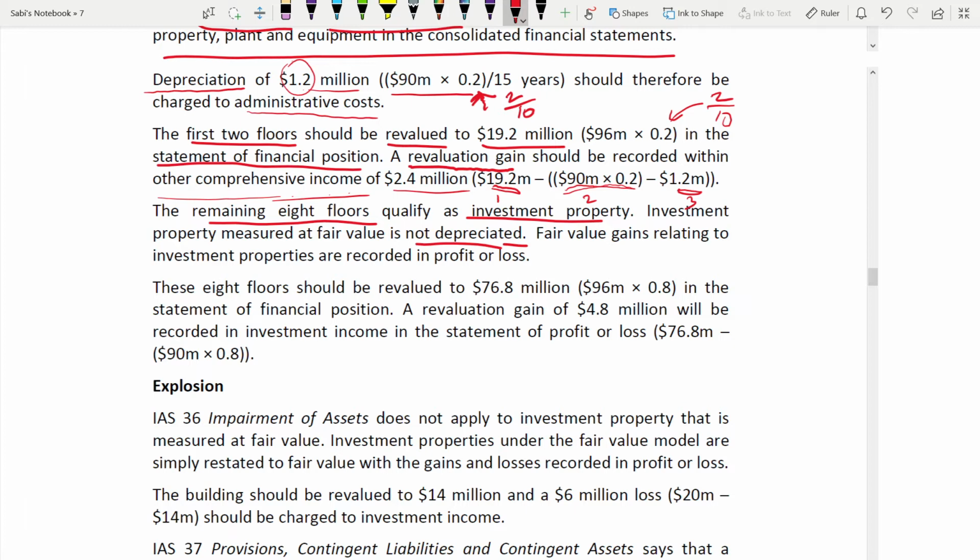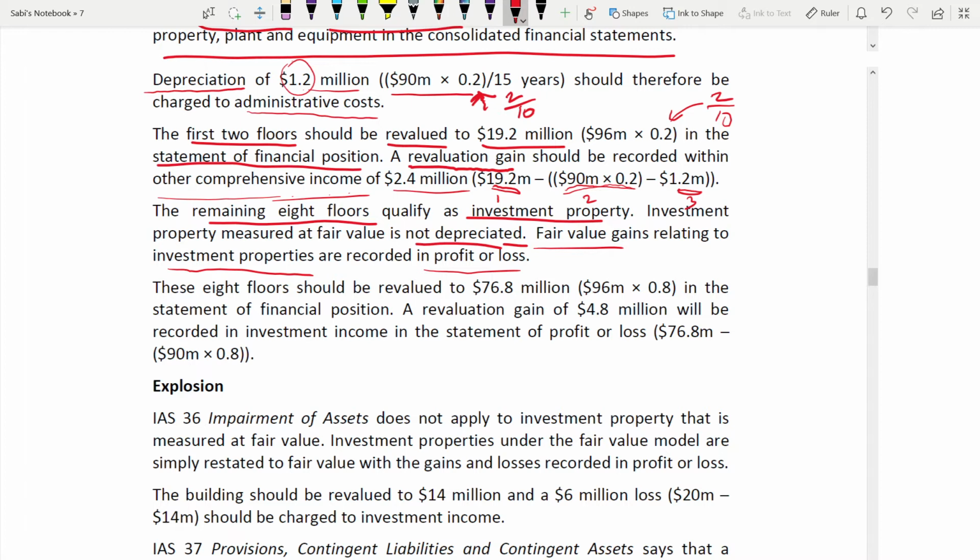Next, in IAS 40, when you take fair value, it is not in OCI. Go through my video on IAS 40, which I have not yet uploaded. It will be uploaded soon, so the rules will be there. Fair value gain in IAS 40 goes to profit or loss. It is related to investment property, the 8 floors. Please don't get confused with the other two. It will go to profit or loss.